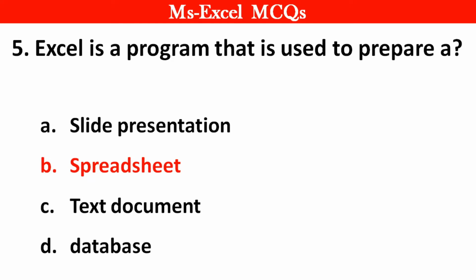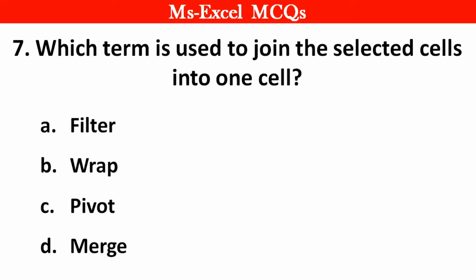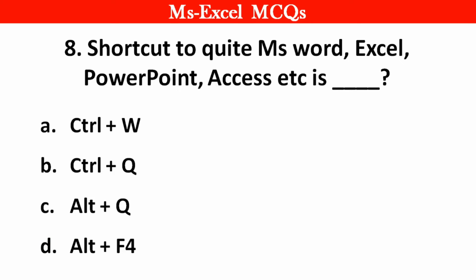Spreadsheet. Next question. Shortcut to create a new document is dash. Right answer is option B, Control plus N. Next question. Which term is used to join the selected cells into one cell? Right answer is option D, Merge. Next question. Shortcut to quit MS Word, Excel, PowerPoint, etc. is dash. Right answer is option D, Alt plus F4. Next question.